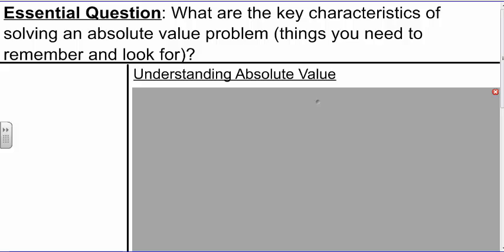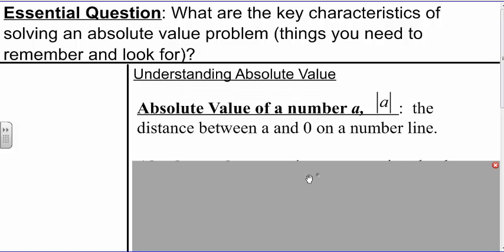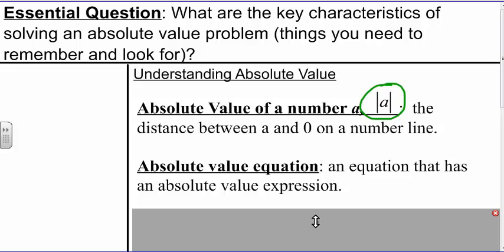We're going to start with some understanding of absolute value. Look at a couple definitions. So first, the absolute value of a number A is the distance between A and 0 on a number line. This is the symbol we use for writing absolute value: those two straight lines. So that means absolute value of A. An absolute value equation is an equation that has an absolute value expression. We're going to be looking at some of those and actually solving them here in a little bit.